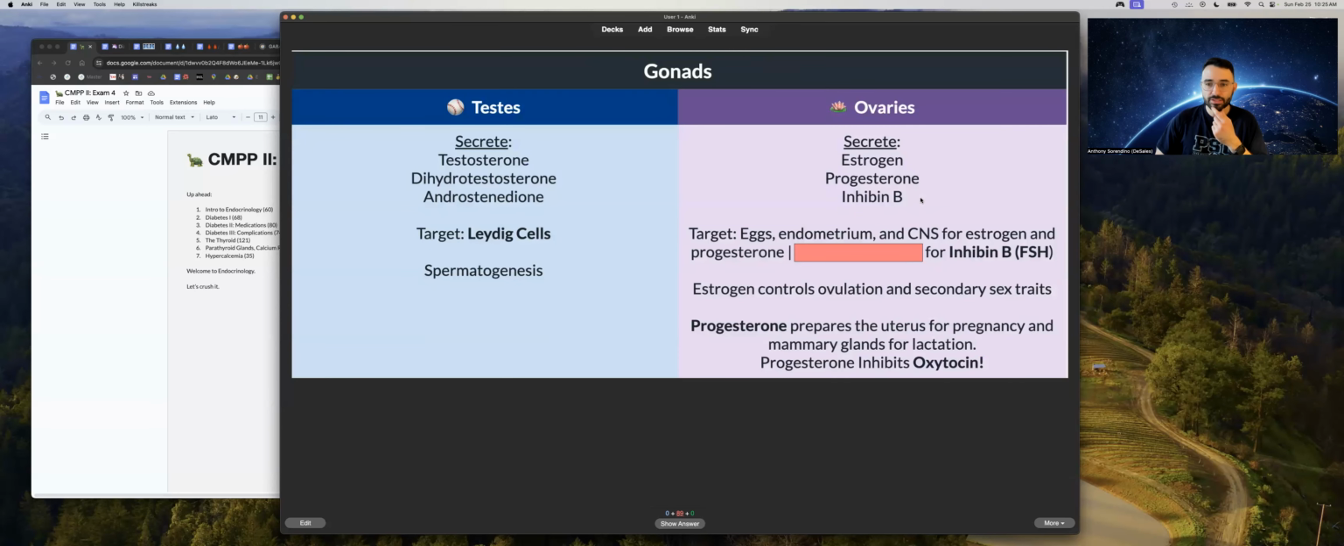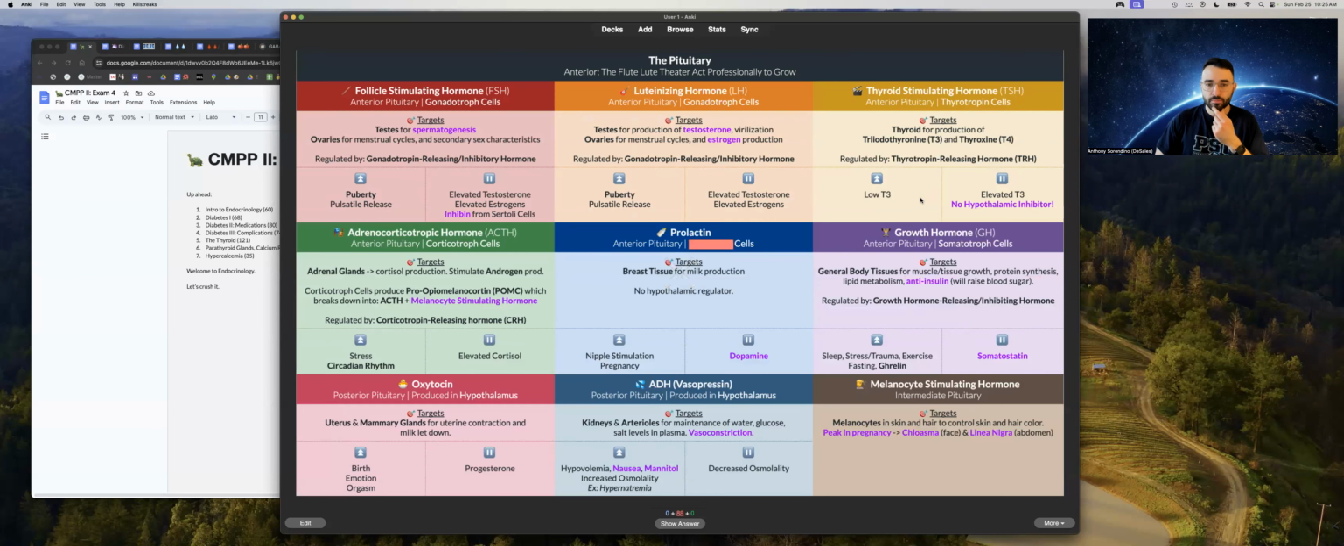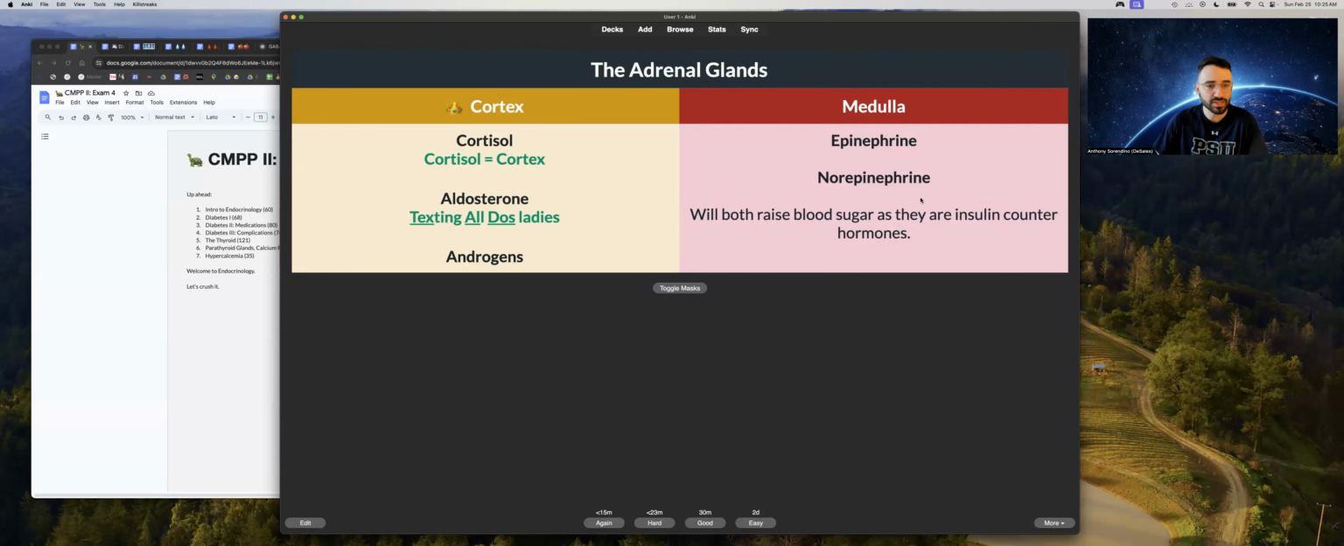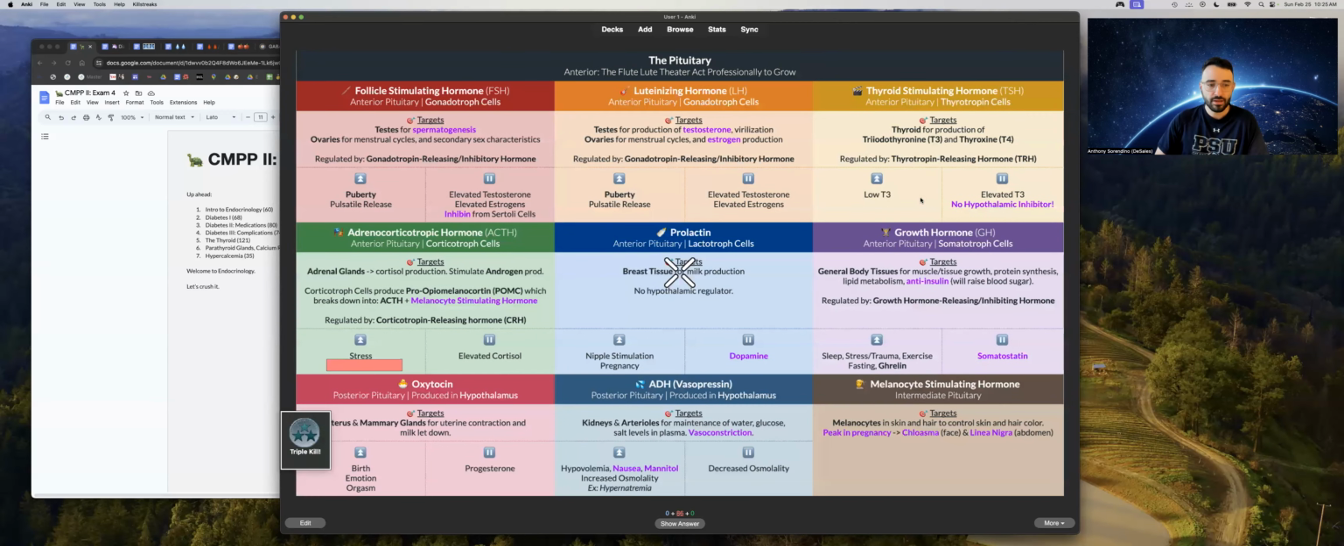Inhibin goes to the anterior pituitary. Prolactin is going to be lactotroph cells. Cortisol, so this is for the cortex. This is going to be not androgens, but aldosterone for the adrenal glands. My mnemonic here is texting all dose ladies. So all dose as aldosterone, texting for cortex.